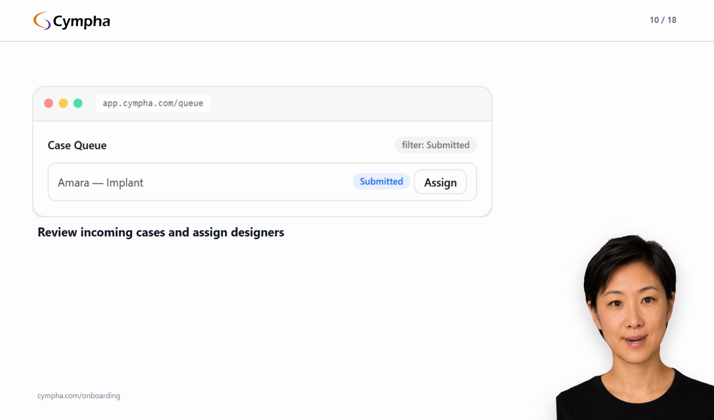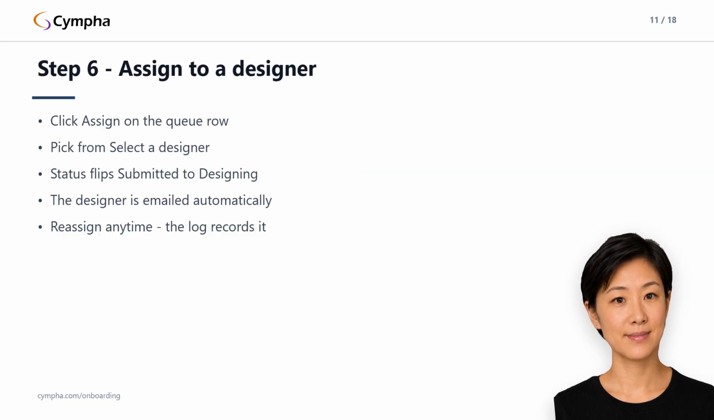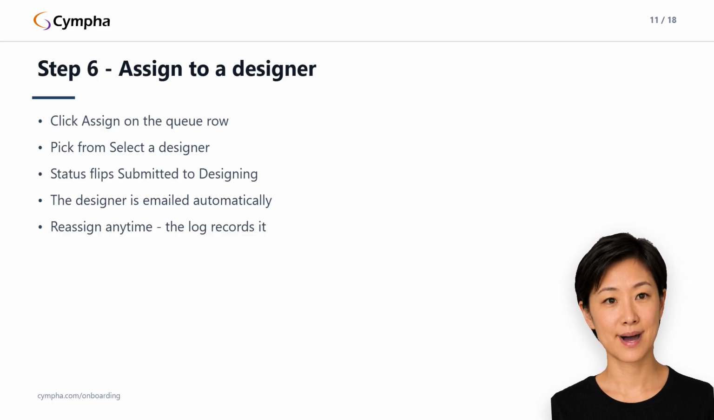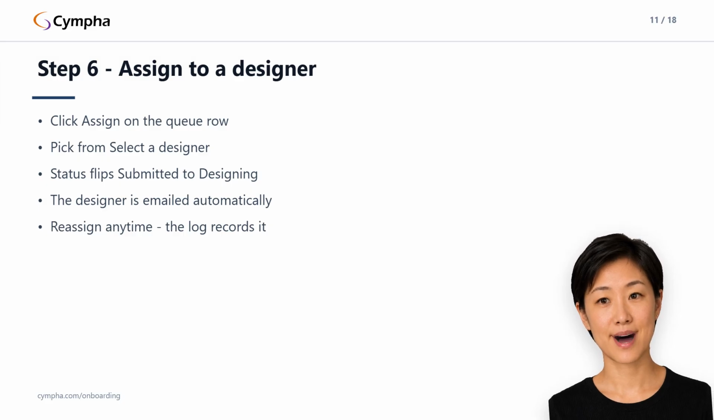Click Assign on the queue row, choose a person, confirm. 3 things then happen without you. The status flips from submitted to designing, so the doctor watching from their side can see it has been picked up. The designer is emailed. And the case appears in their assignments, with files already downloading to their workstation if their agent is paired.